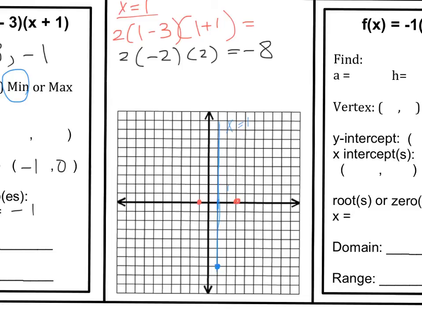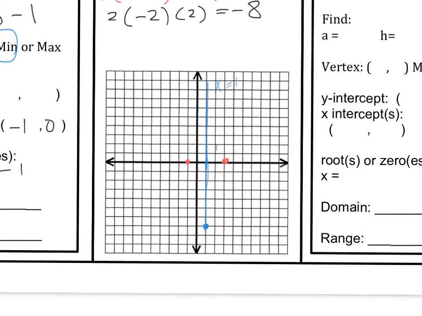So from the vertex, let's count. Did I put the vertex right? No, it's going to be 1 down, so disregard that. So it's going to be up 2 over 1 on both sides. Then up 6, so 1, 2, 3, 4, 5, 6. There you go. It got me to the x-intercepts.